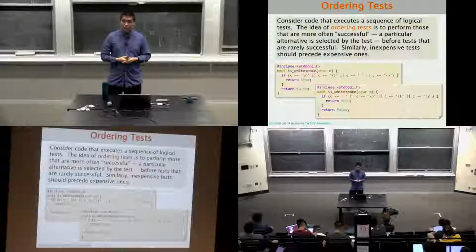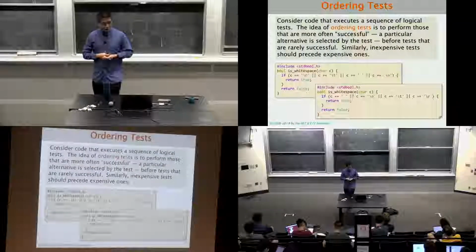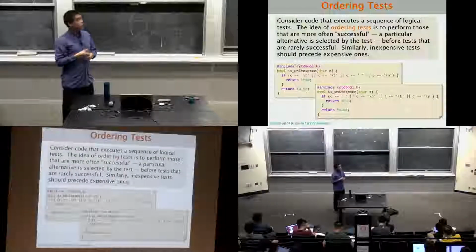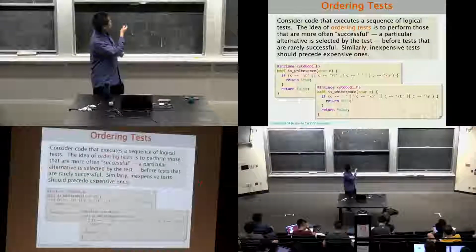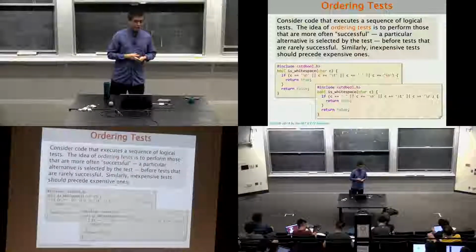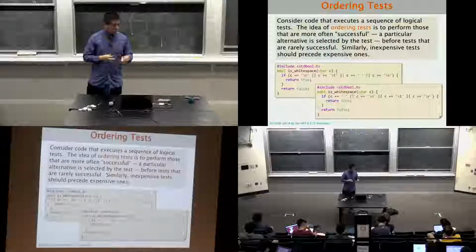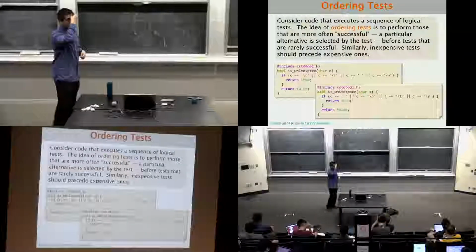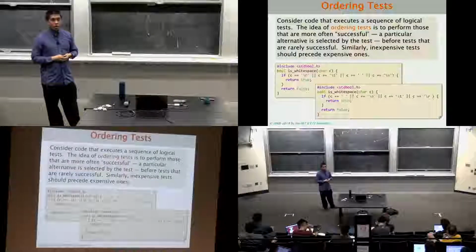You have a newline for every line in your text. And then less frequent is the tab character. And finally, the carriage return character isn't that frequently used nowadays. Now with this ordering, the most frequently successful tests are going to appear first.